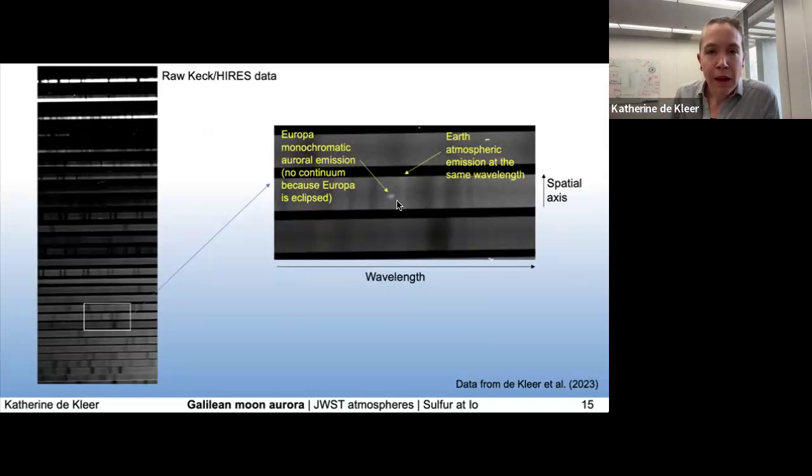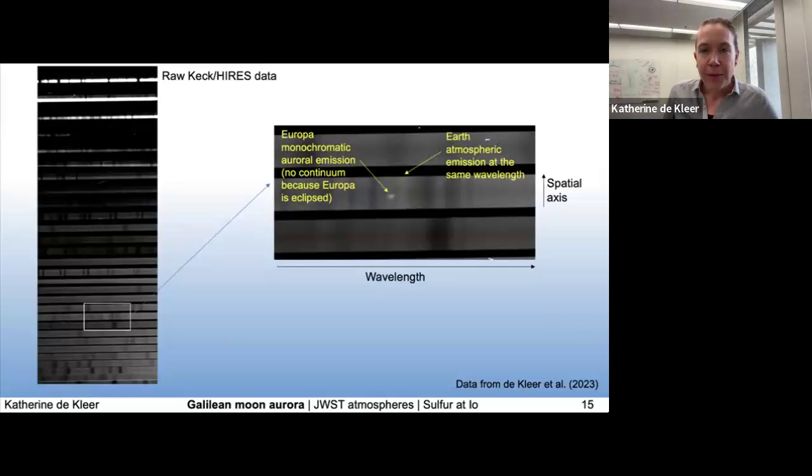And then Europa is localized to this particular location. And also you'll see that it's shifted because of the relative motion of Europa and Earth. So that Doppler shift is also what allows us to make these observations.